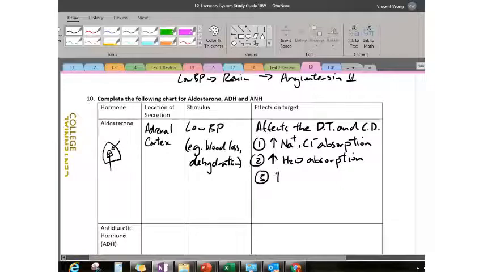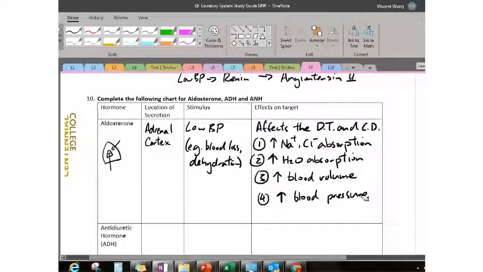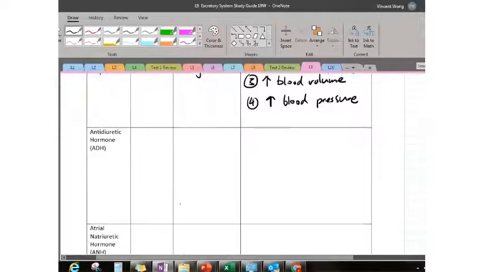And then, because you have more water in the blood, that will increase blood volume, and then that will result in an increase in blood pressure. So typically speaking, most of the hormones would have some kind of effect that is opposite to its trigger. In this case, the trigger is low blood pressure. That will lead to a series of events that results in increased blood pressure. So something like this, we call it negative feedback. We're going to do ADH later on.